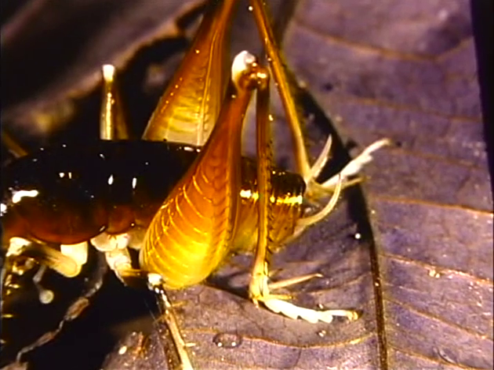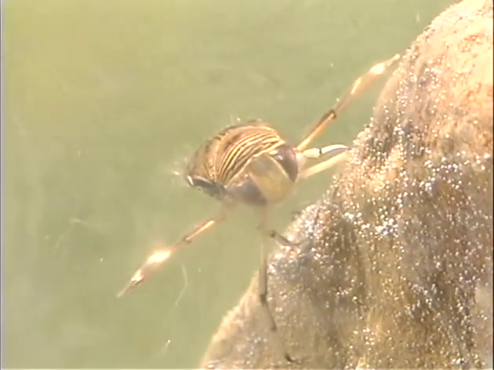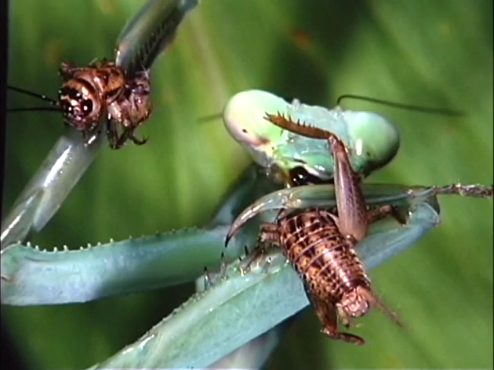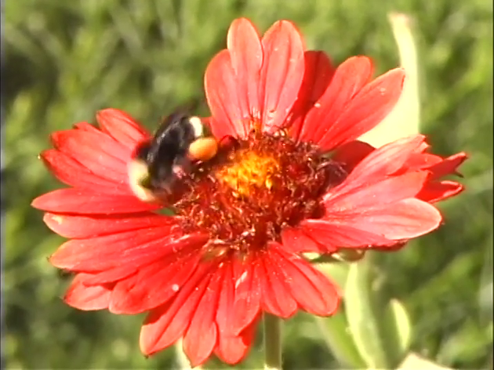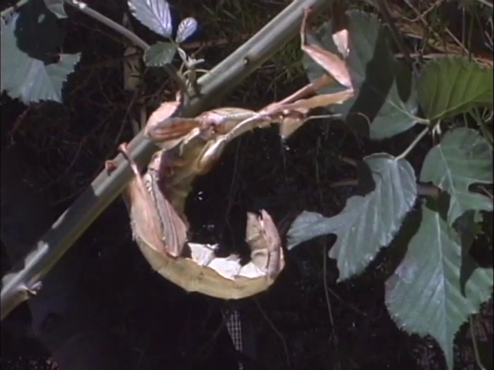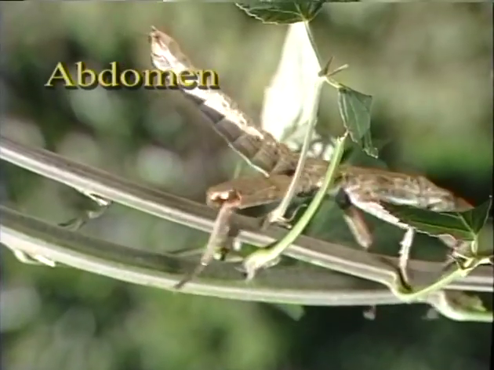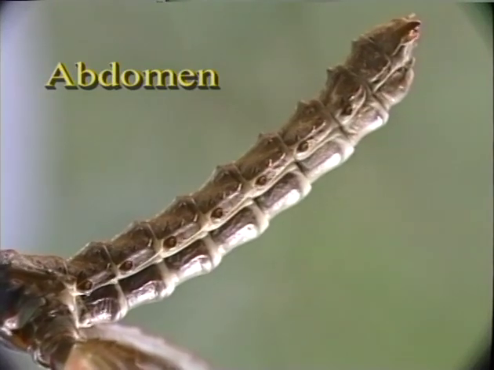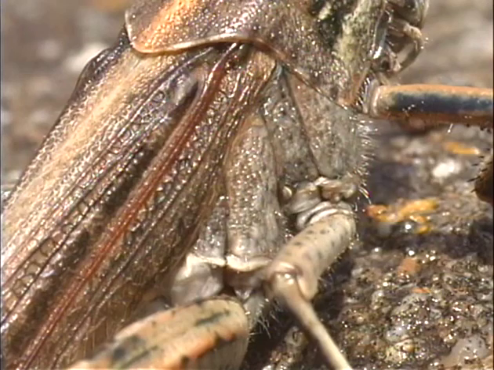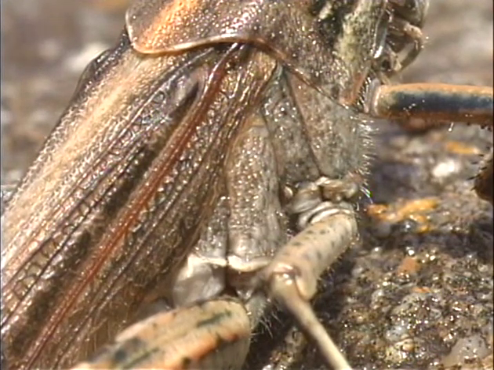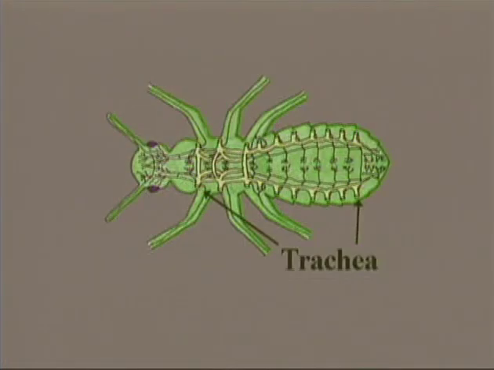Insect legs may be modified for hopping, swimming, grabbing their prey, or carrying pollen. The abdomen is usually the largest and most flexible body segment. All insects have segmented abdomens. Most segments have spiracles, which are openings to the trachea. The trachea is the internal breathing structure.